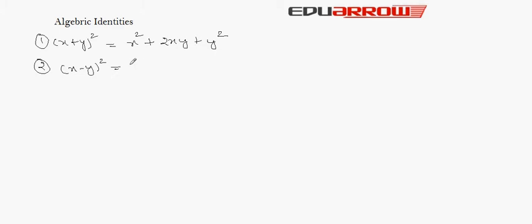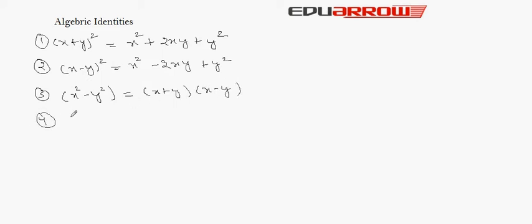In this tutorial, we will learn about algebraic identities. Let's start. First identity: (x + y)² = x² + 2xy + y². Second one: (x − y)² = x² − 2xy + y². Third one: x² − y² = (x + y)(x − y).